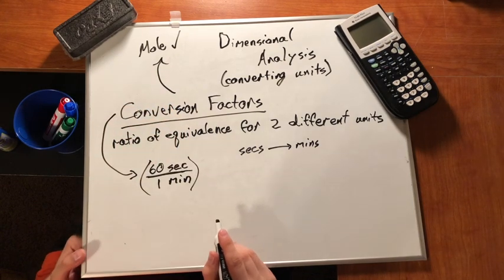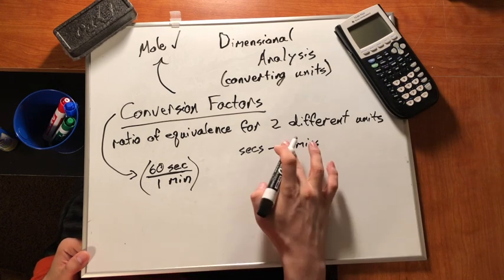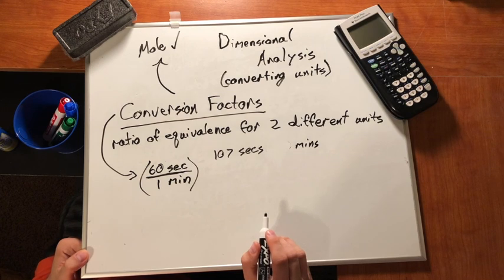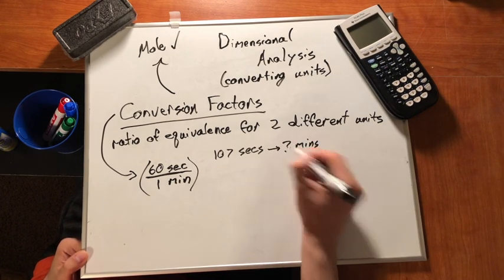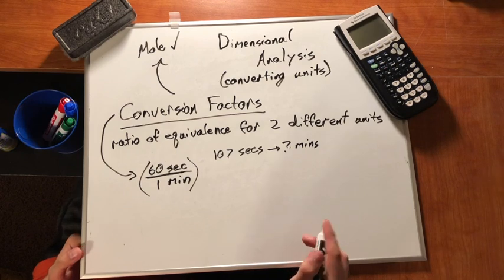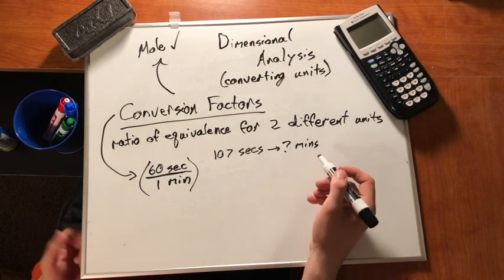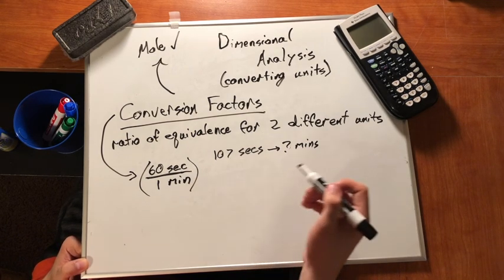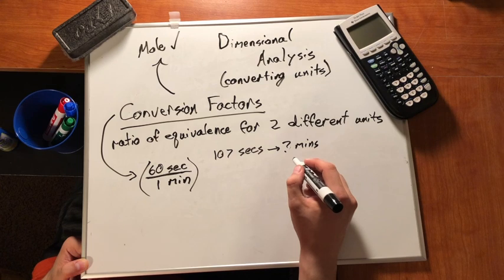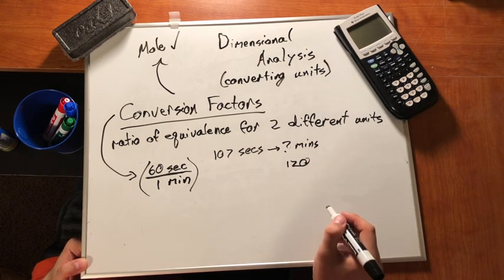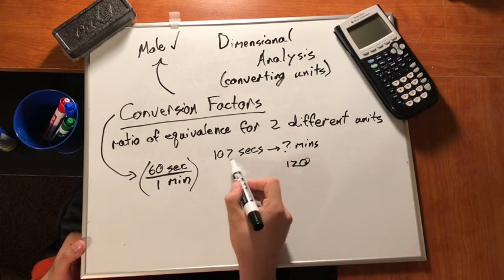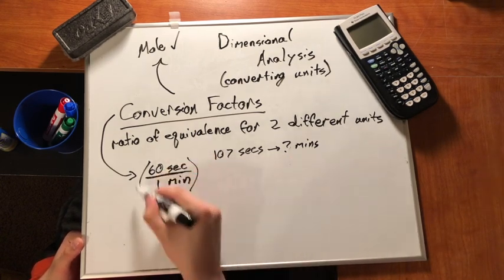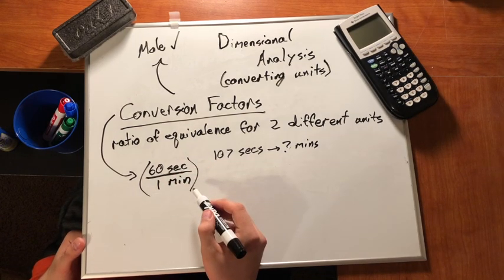Let's say I wanted to convert 107 seconds and figure out how many minutes that was. I know it's probably going to be greater than 1 minute, because 1 minute is 60 seconds and it's a little bigger than that. But it's not quite 2 minutes, because 2 minutes is 120 seconds. It's somewhere in between. But with this kind of weird number, it's hard to figure it out specifically. That's where our conversion factor is going to come into play.